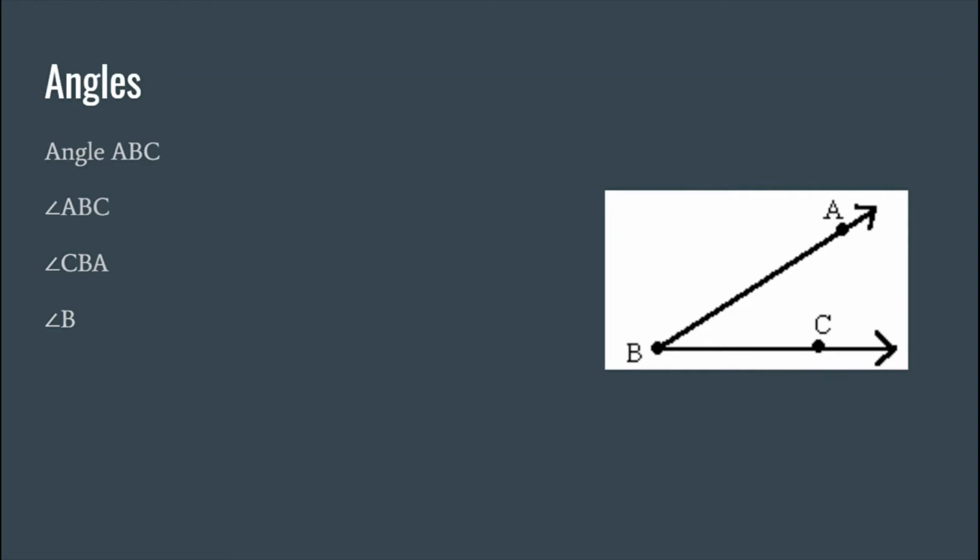It doesn't matter, so C could go up here, A could go here, and writing it this way or this way will still be correct. But the important thing you gotta remember is that when you're naming angles, the vertex always goes in the middle.